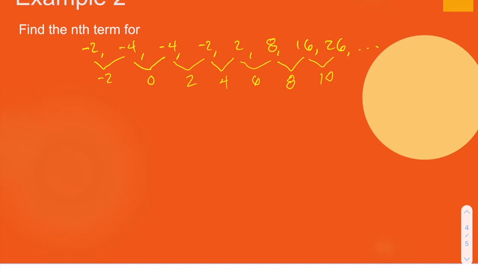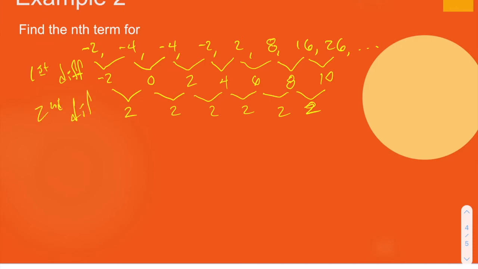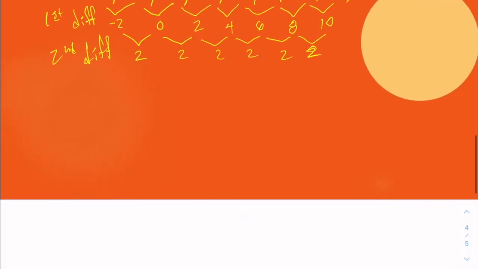So that's first differences. And so let's take a look at second differences, shall we? 0 minus 2, that's 2. 2 minus 0 is 2. 4 minus 2, 6 minus 4, 8 minus 6, 10 minus 8 is 2. So we got second differences the same again. And so look at what we have. This is going to be a sub n equals big A n squared plus big B n plus C. And so there we have it.